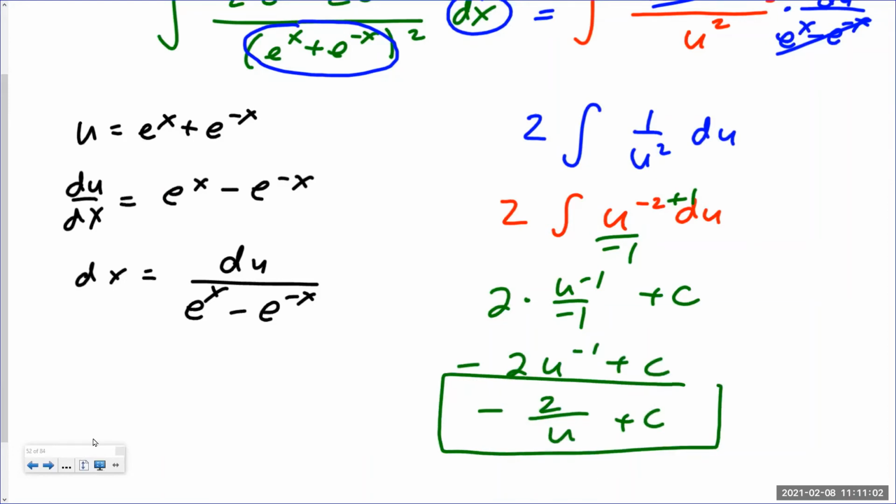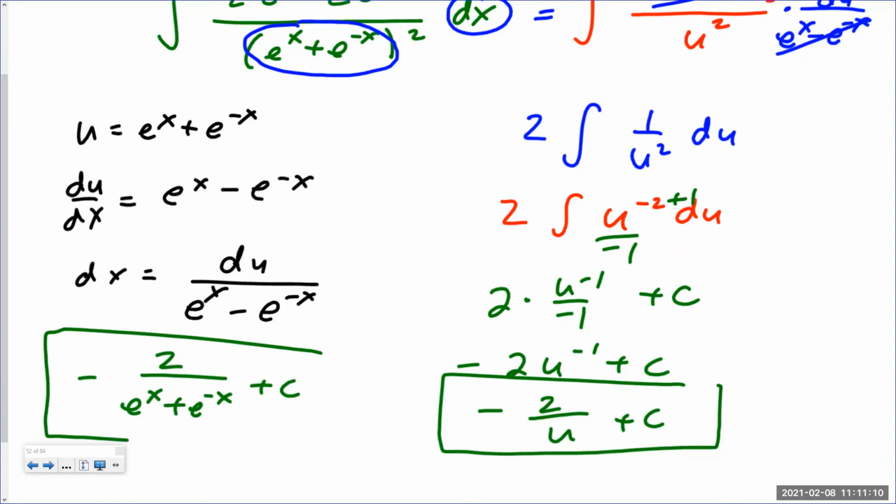Okay, it's just the wrong answer. What is my u actually equal to? e to the x plus e to the negative x plus c, and bam, that is the right answer. Okay, hopefully I did that right. Okay, any questions on that?